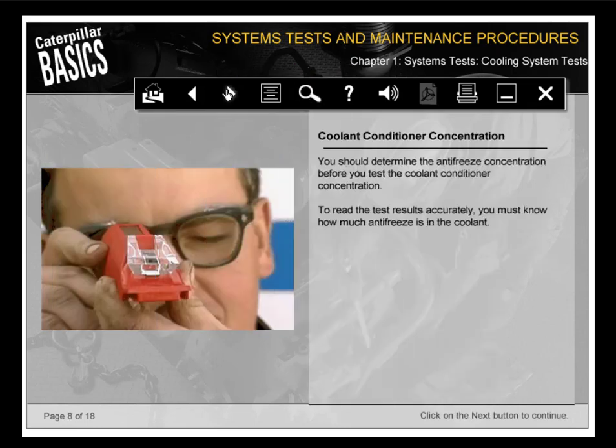You should determine the antifreeze concentration before you test the coolant conditioner concentration. To read the test results accurately, you must know how much antifreeze is in the coolant.